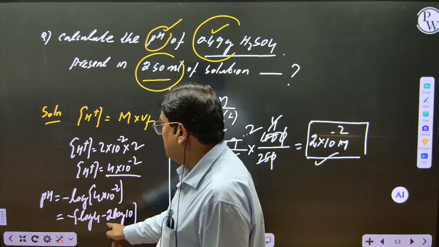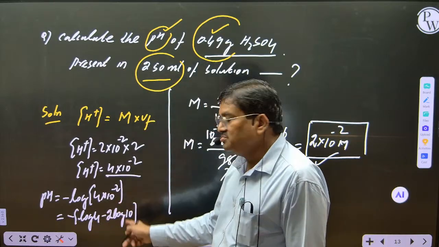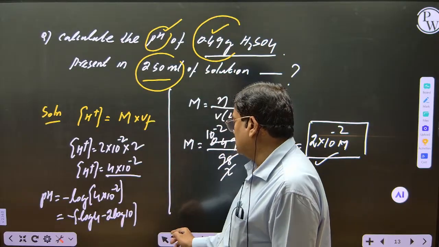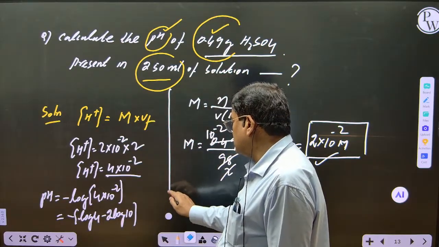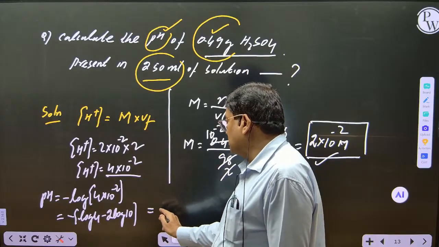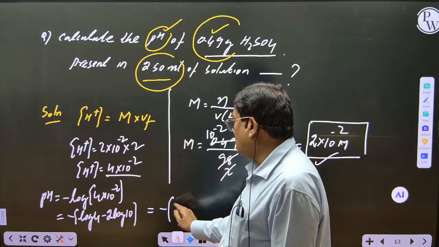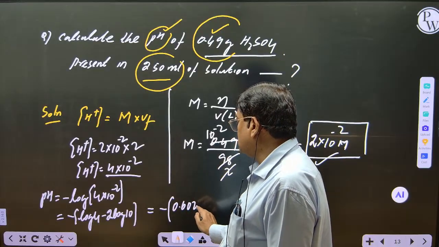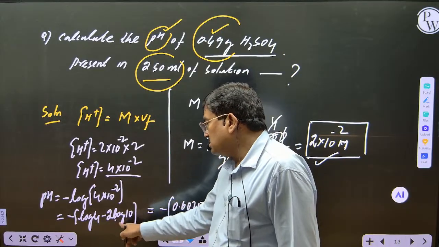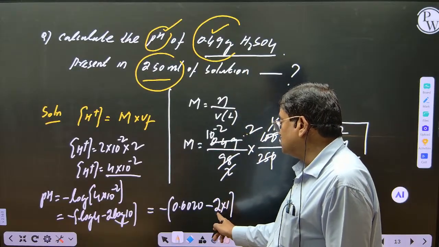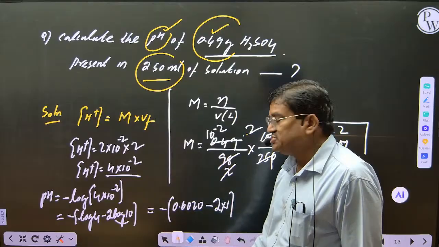Understood how I elaborated? Minus log 4, log A into B, log A power n form. Log 4 minus 2 log 10, this I can write here. Minus, what is the value of log 4 you have to know? 0.6020, double of log 2. 0.6020 minus 2 into log 10, the value is 1. So 2 into 1. Now this minus 2 when I bring outside comes to plus 2.